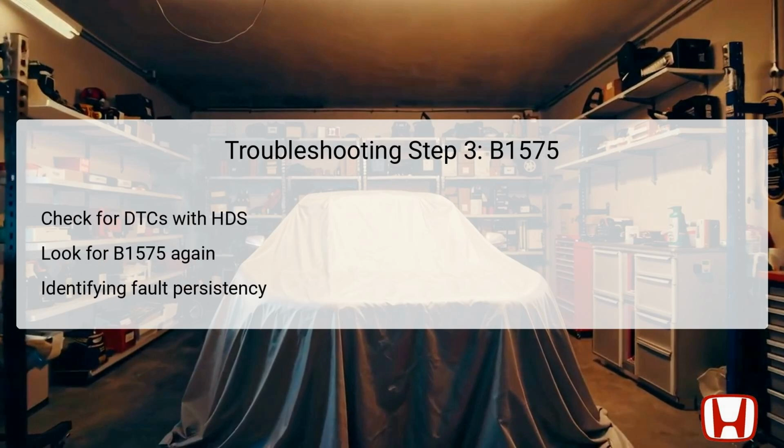In the third troubleshooting step, it is imperative to check for DTCs using the HDS after reinitializing the systems. This involves using the diagnostic scanner to see if DTC B1575 is still present. If B1575 is indicated, it signifies an ongoing problem that requires immediate attention.